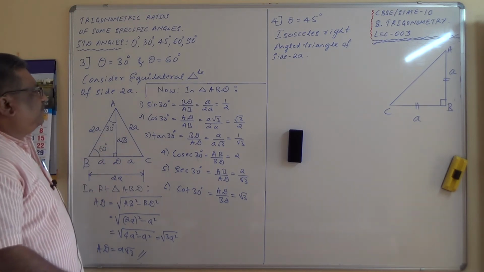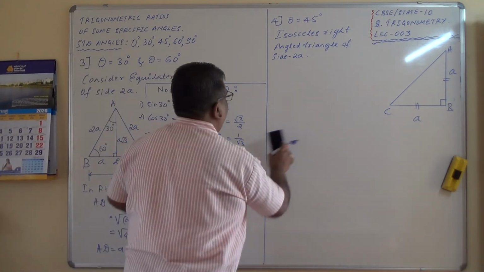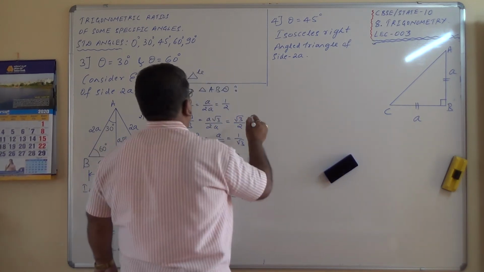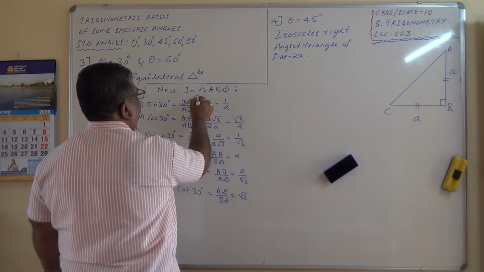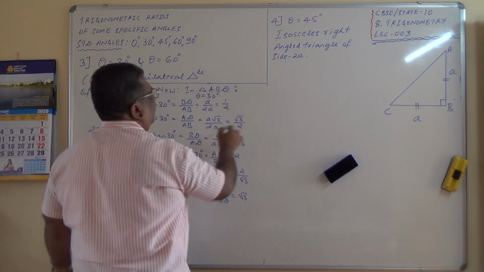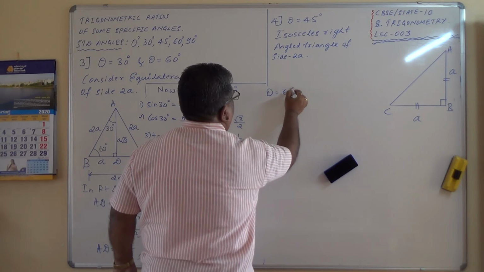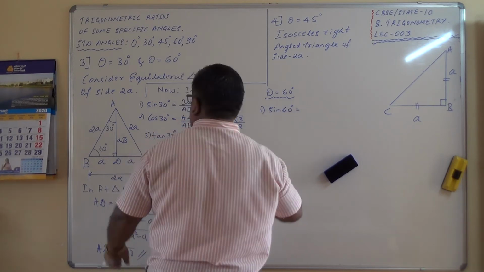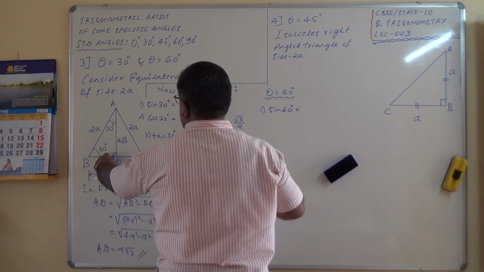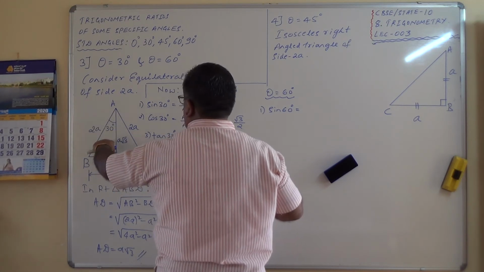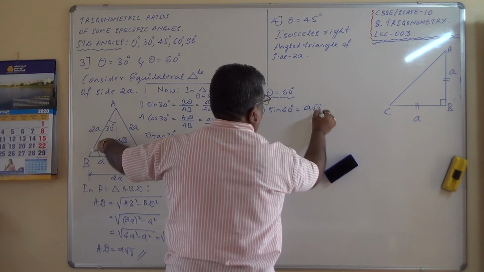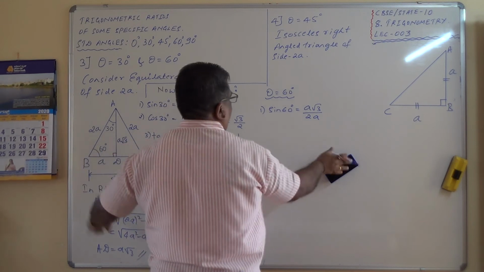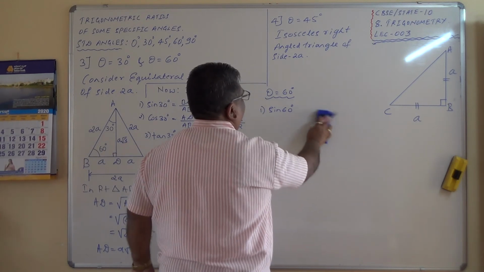Now I'll write T ratios for 60 degrees. In the same triangle I'll consider. Here this is for theta equals 30 degrees, and here for theta equals 60 degrees we will write. First one, sine 60, here this is 60 degrees, sine of this 60 is equal to opposite by hypotenuse, a root 3 divided by 2a. I am not writing the sides here, otherwise you may get confused.